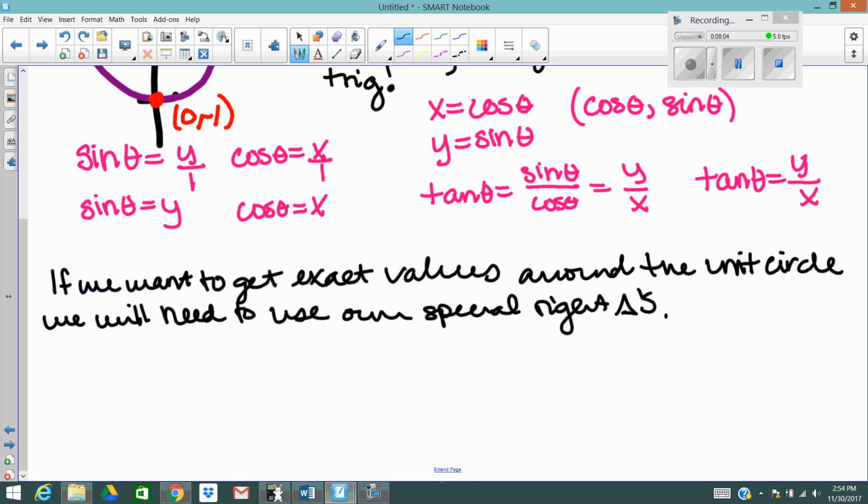So the 30, 60, 90 or the 45, 45, 90 right triangle. So we'll want theta to be 30, 60 or 45 because we know that we can get exact units. So in the case of our unit circle, well, actually, let's write those first. So I'll have my 30, 60, 90.